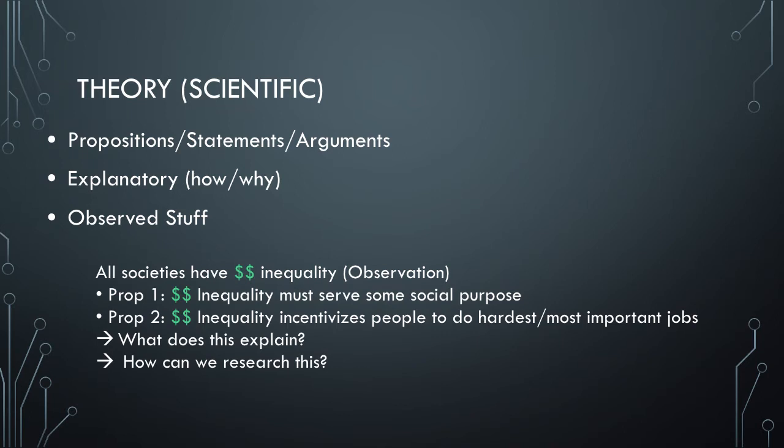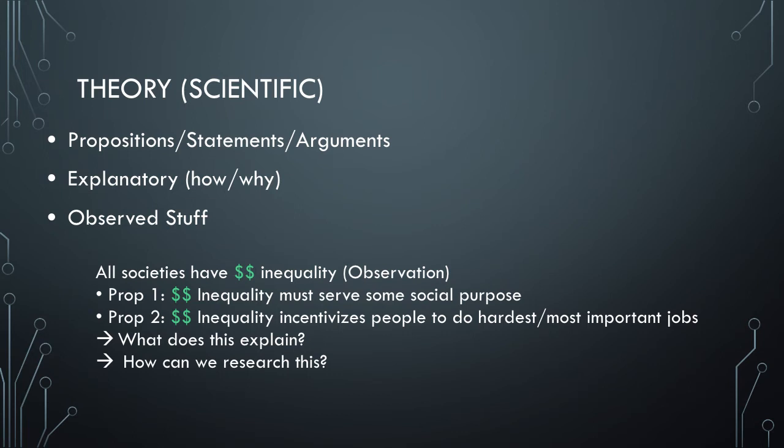So one of the most famous theories is the Davis-Moore hypothesis. And it begins with an observation that all societies have economic inequality. Some people with more money, some people with less. That's an observation. Right? And they say, okay, well, if all societies have inequality, then it must serve some purpose in society. It must serve some function. So that's a proposition. Right? We're developing a theory based on the observation of all this inequality. And then proposition 2 is that economic inequality serves to incentivize or motivate people to do the hardest and most important jobs in society.